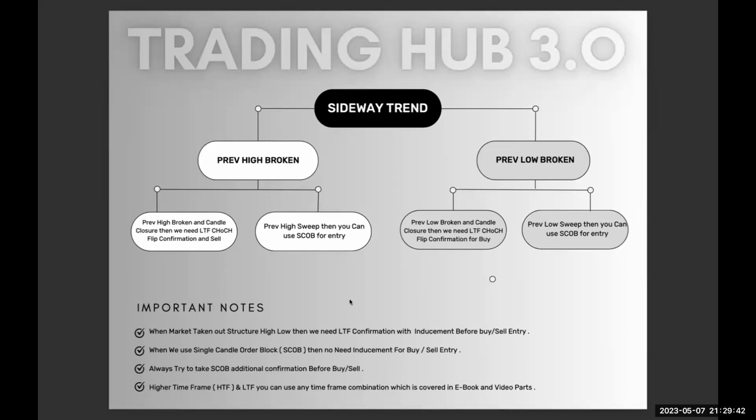Higher time frame and lower time frame, you can use any time frame combination, which is covered in the ebook and video part exactly. This can be used in different time frames; it is not applicable to only one time frame. It applies to every combination: 15 minute as a higher time frame, 1 minute for entry. If you are using H1 as the higher time frame, 5 minute for entry. If you are using 4 hour as the higher time frame, 15 minute for entry. Daily, and then 1 hour.